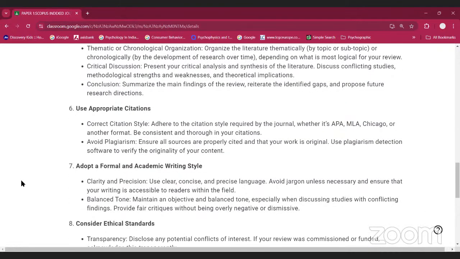Adopt a formal and academic writing style. Clarity and precision. Use clear, concise, and precise language. Avoid jargon unless necessary, and ensure that your writing is accessible to the readers within the field. Now, balanced tone. Maintain an objective and balanced tone, especially when discussing studies with conflicting findings. Provide fair critiques without being overly negative or dismissive.